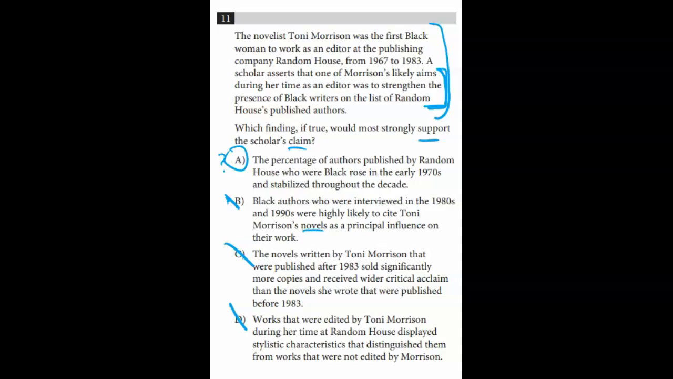That was the one I didn't mark off, but it is the right answer because it talks about that while she worked there, the percentage of authors that were black rose and it stabilized throughout the decade, but it did rise. This does support her claim that she wanted to strengthen the presence of black writers on the list of Random House's published authors. And you can see that because during the time she worked there, the amount of authors that were published by Random House increased. So A is going to be the correct answer here.